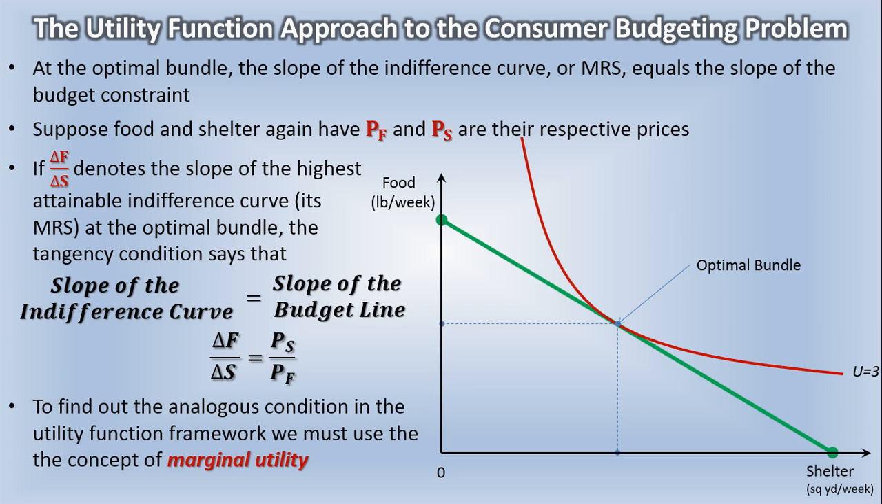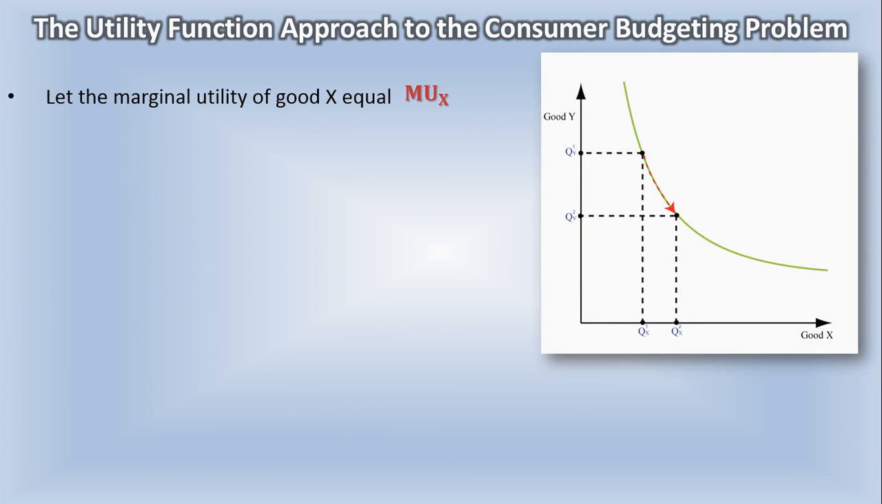So to find out the analogous condition in the utility function framework, we must use the concept of marginal utility that I talked about earlier. All right, so now we're going to look at how utility factors into the marginal rate of substitution and how that can then get us to an intuitive understanding of that equilibrium. So we'll let the marginal utility of good x be equal to MUX, and we'll let the marginal utility of good y equal MUY.